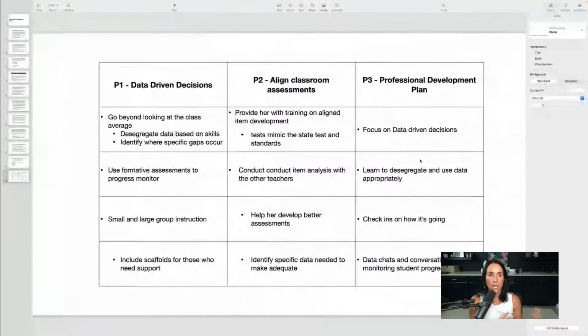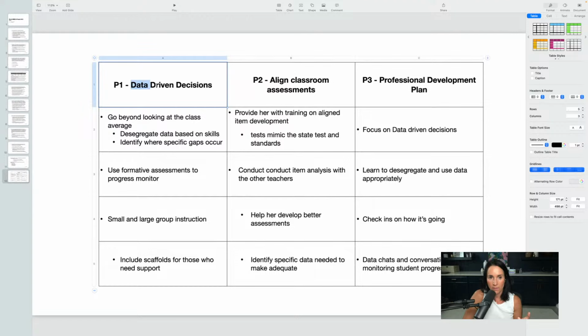Okay. Based on all of that, I know that there are three things I want to use for this particular constructed response. I need to train this teacher on data-driven decisions, because she's not using data to make decisions in the classroom. That's going to be paragraph number 1. Paragraph number 2 is she's going to get some training on how to align classroom assessments to the state test, to the standards. Because the more we align our classroom assessments to what the state test looks like, the better the kids are going to do.